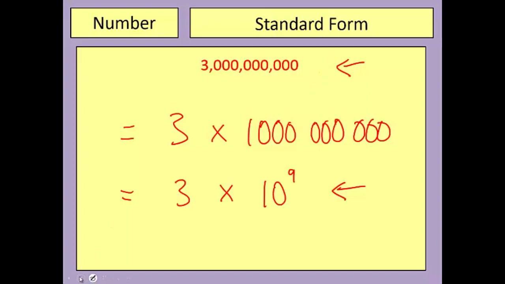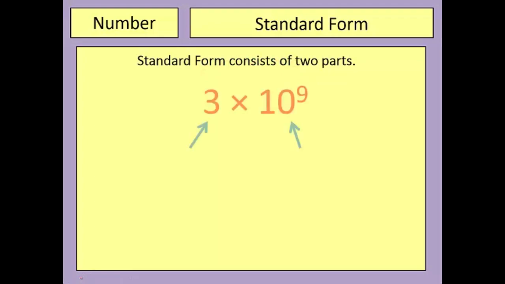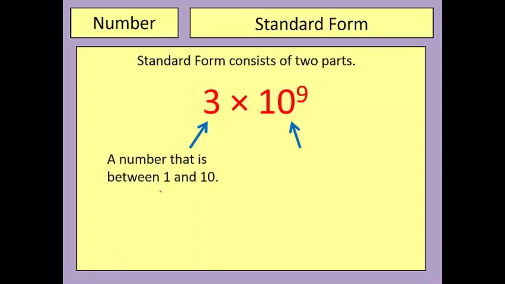Let's have a look at the proper definition for standard form then. So taking the number we just had, 3 times 10 to the 9, which was another way of writing 3 billion, the first bit here, the 3, must be a number between 1 and 10. So it can't be 12, it can't be -3, it can't be 0.7, it needs to be between 1 and 10. And it actually can't equal 10 either, it must be between 1 and 10, but not including 10.